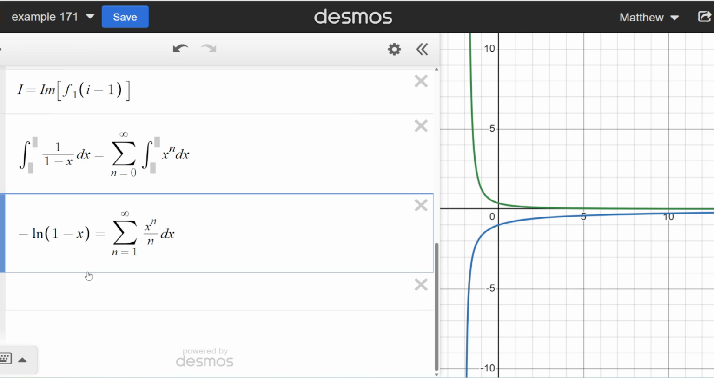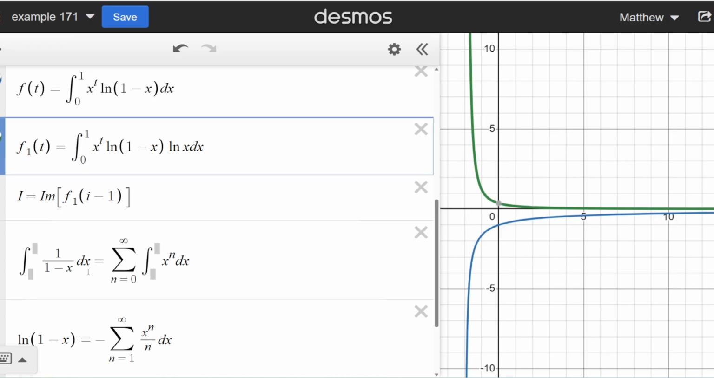So this is true. So we will say that natural log of 1 minus x is equal to the negative of this plus c. And c is very easy to solve for. All we do is plug in, since we're saying this is true, it has to be true for all x. We'll pick x is equal to 0. We get 0 is equal to 0 plus c. That means that c is 0.